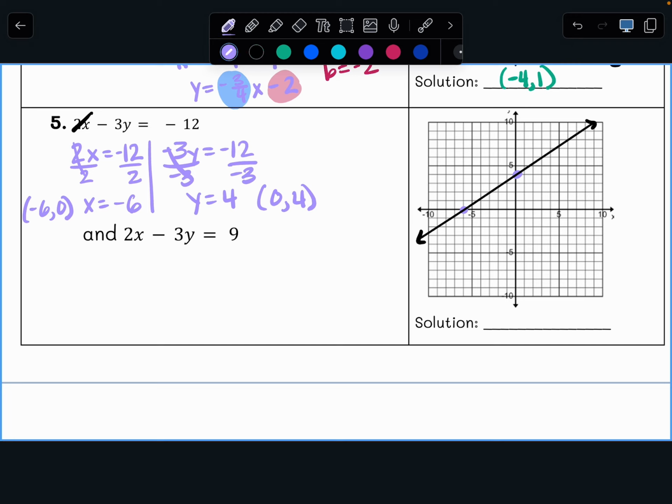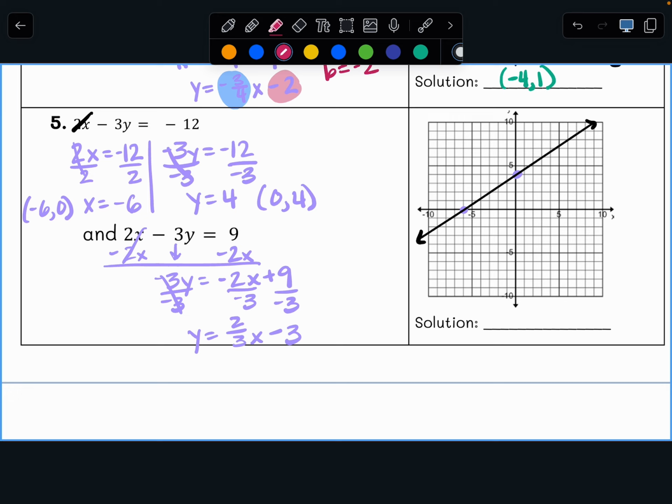Okay, and let's convert the second equation to slope-intercept form. Subtract 2x, 3y equals negative 2x plus 9. Divide by negative 3. So y equals positive 2 over 3x minus 3. So b is negative 3. So plot that, -3. And slope is +2/3. So that'll be 2 up and 3 to the right.